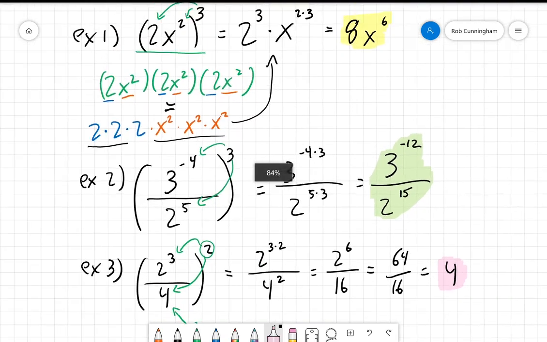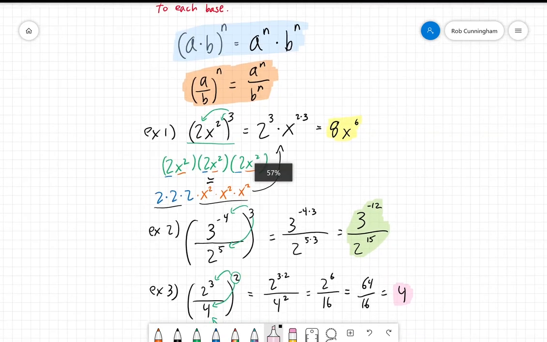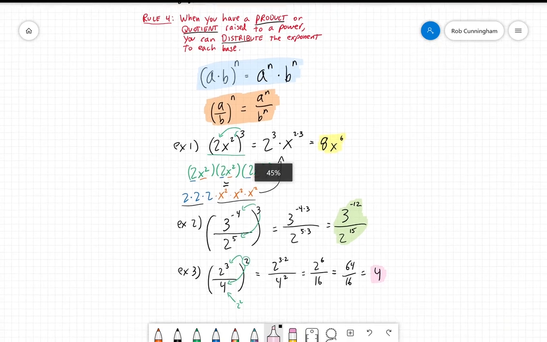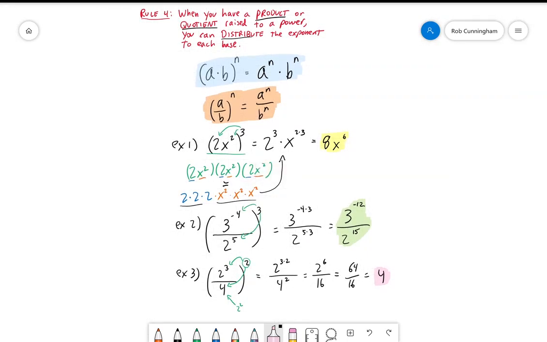That's all there is to this rule. When you have a product or a quotient raised to a power, you distribute the exponent to each base.